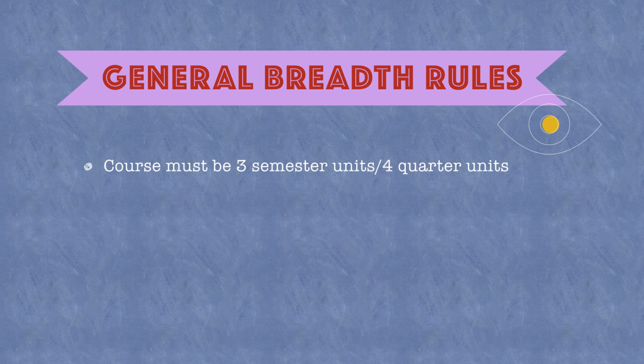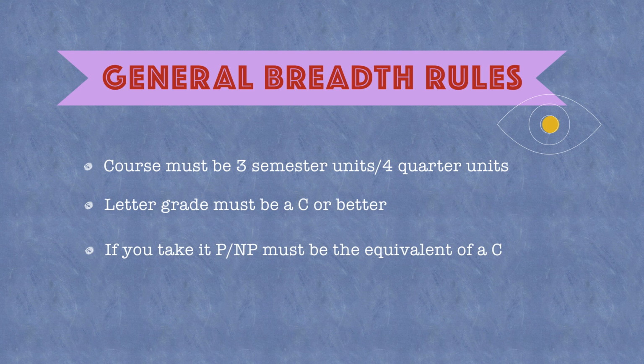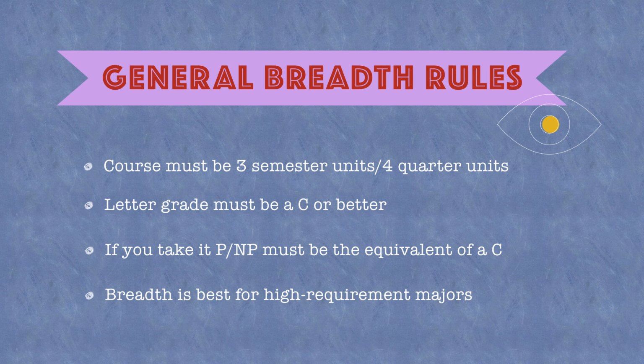So to go over the general breadth rules quickly, courses must be 3 semester units or 4 quarter units. A letter grade must be a C or better. If you take it pass, no pass, it must be the equivalent of a C determined by the California Community College. You're allowed, by the way, to transfer up to 14 semester units, pass, no pass. So that's an option there. Breadth is best for high requirement majors, as I noted.